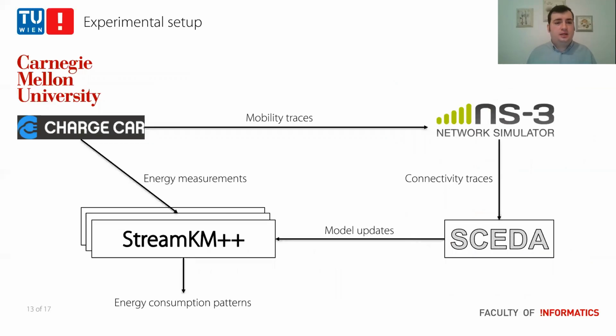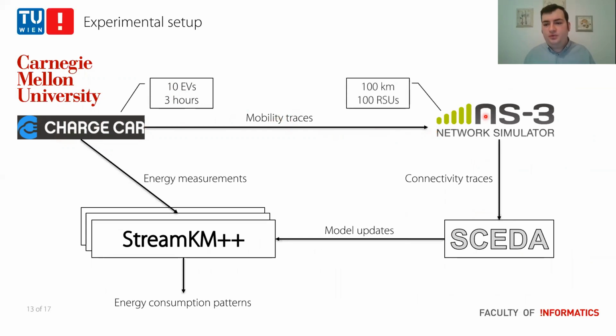In this experiment, we have a simulation of electric vehicles. We use the real-world electric vehicle data from the Charge Car project by Carnegie Mellon University. We use the mobility traces of 10 electric vehicles for a period of 3 hours to simulate their connectivity. And for this, in a network simulator, we simulate a road of 100 kilometers with 100 roadside units distributed uniformly.